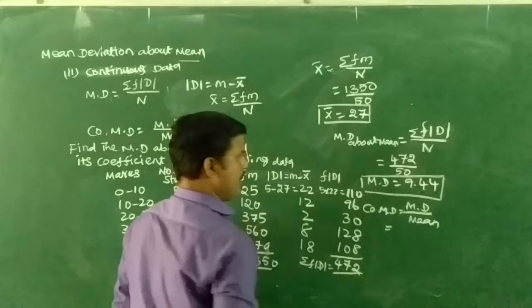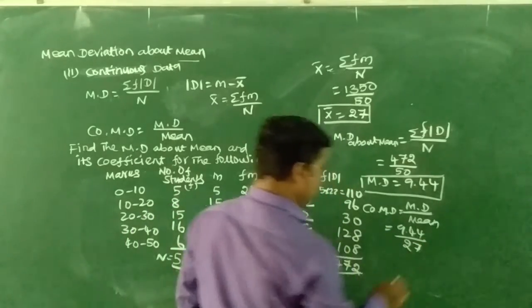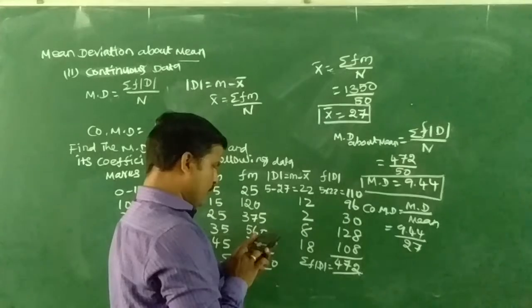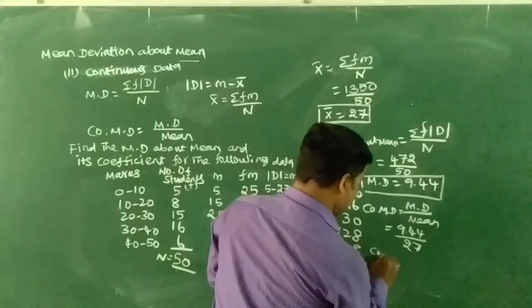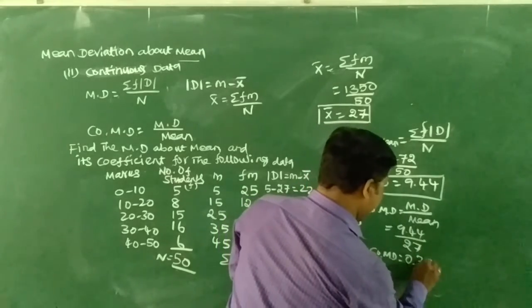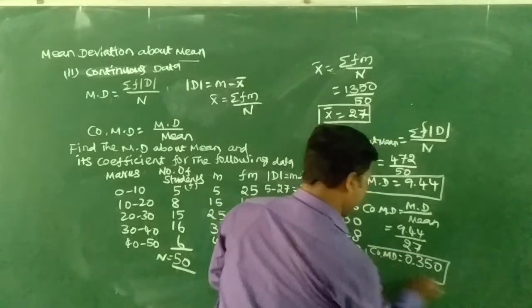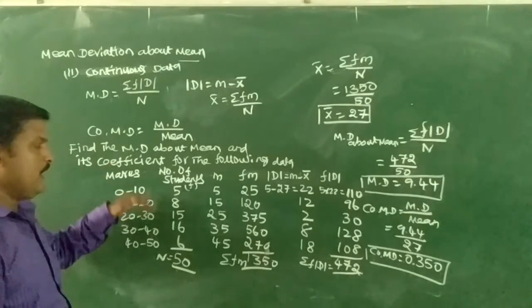Next, coefficient of mean deviation equals mean deviation divided by mean. The mean deviation is 9.44 and the mean value is 27. So 9.44 divided by 27. So the coefficient of mean deviation equals 0.350.